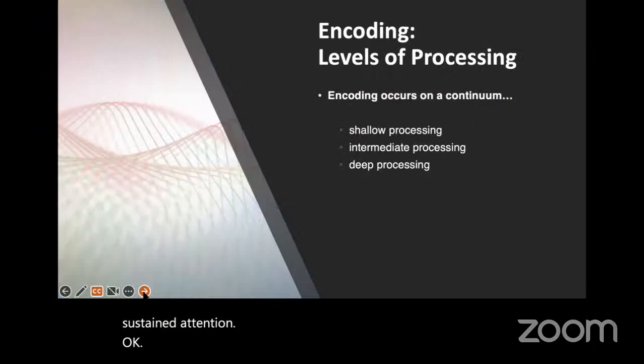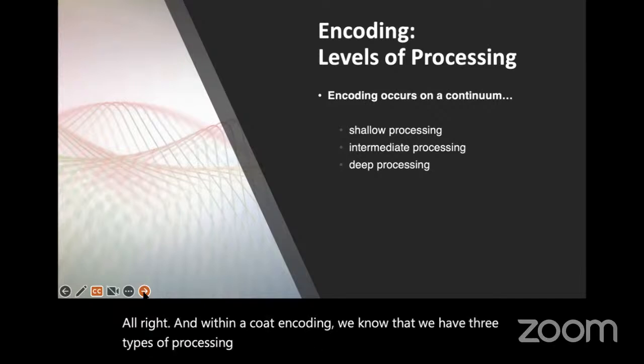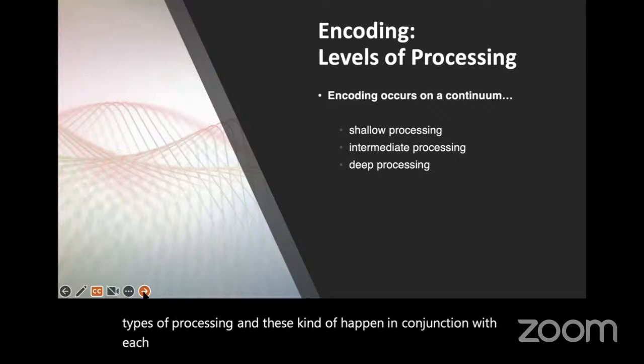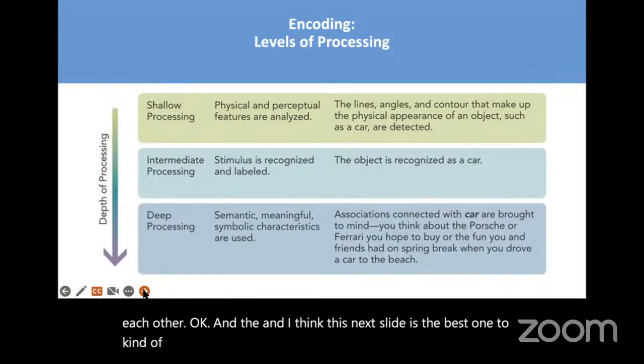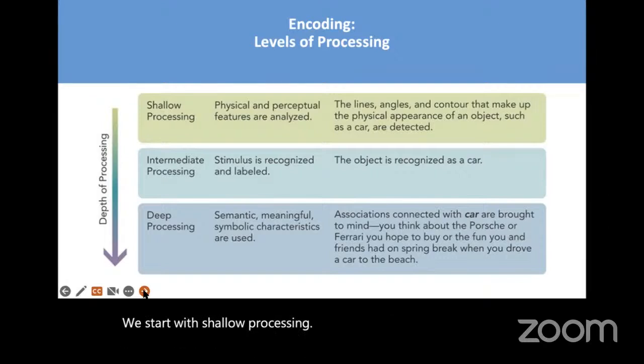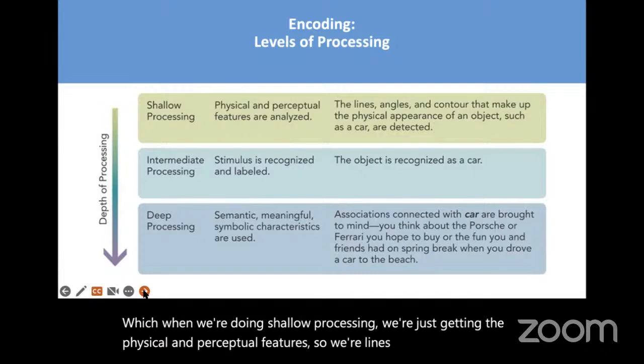All right, and within encoding, we know that we have three types of processing, and these happen in conjunction with each other. Okay, and I think this next slide is the best one to explain these different levels of encoding. We start with shallow processing, which is when we're just getting the physical and perceptual features. So we're seeing lines, angles, those types of things.